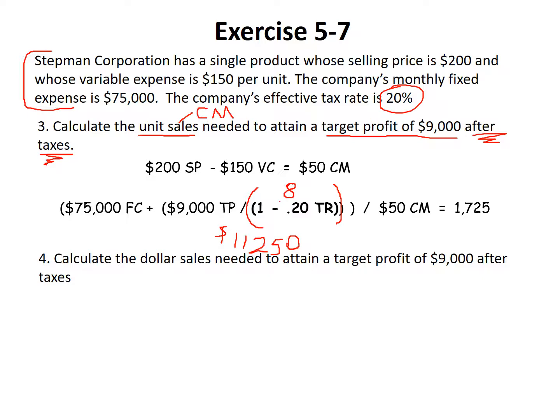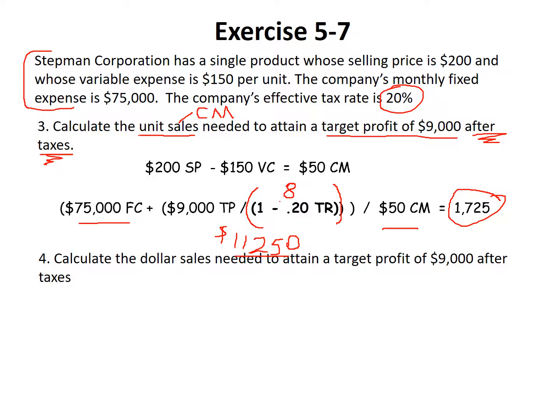So we're going to take our $75,000 plus our $11,250, and then we're going to divide it by our contribution margin, and that equals the number of units that we have to sell in order to earn a target net profit of $9,000 after taxes, which would be 1,725 units. So let's go ahead and take a look now at requirement number 4.